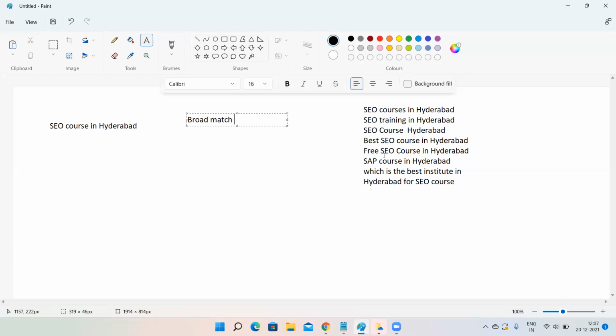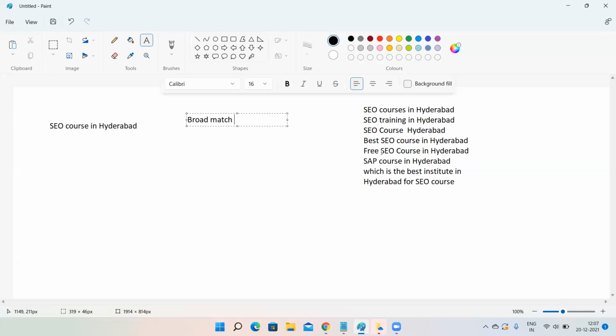Do not go for broad match. For SAP, nowadays my advertisement is not appearing, but earlier, if you targeted SEO course in Hyderabad, for SAP also my advertisement would appear. At that time, there is no relation between the two courses, but still I would lose the money. All these things are okay, but "free" is a problem. For "which is the best institute in Hyderabad for SEO course", your ad appearing is no problem. But with "free", there is a problem.